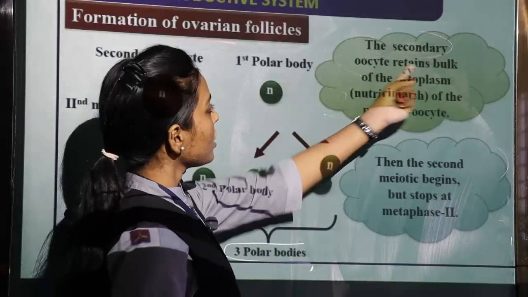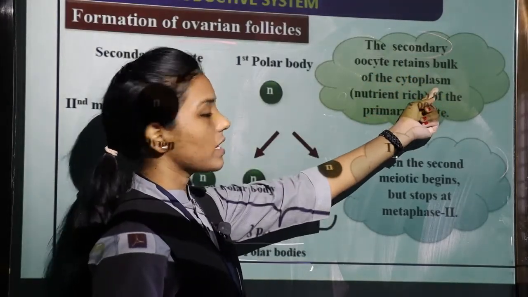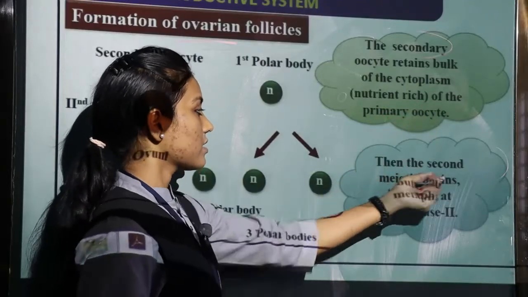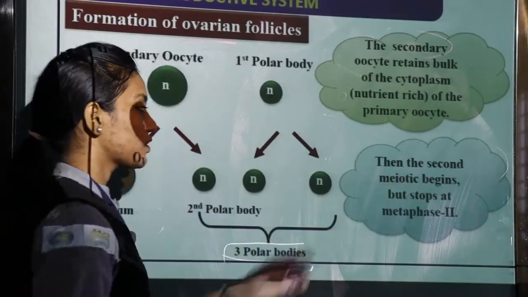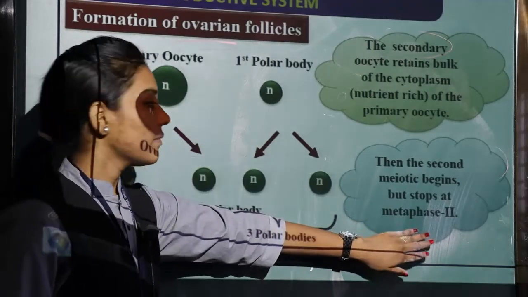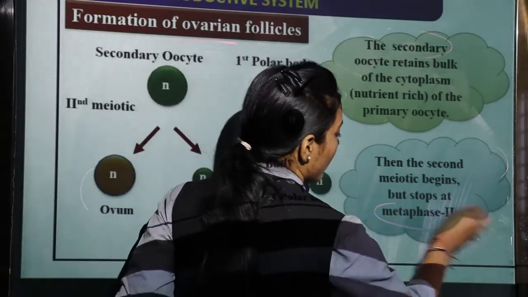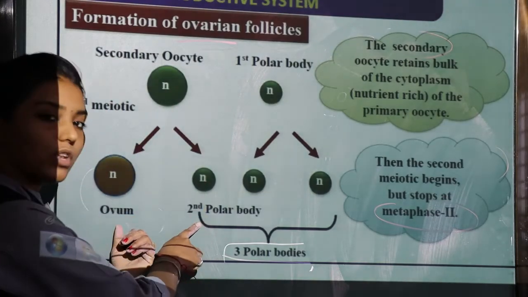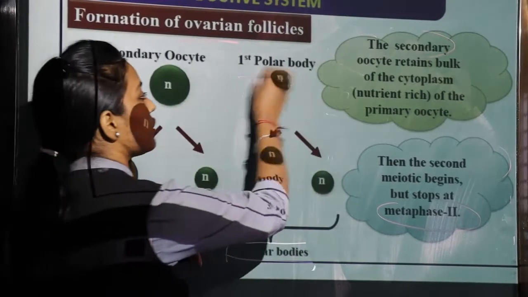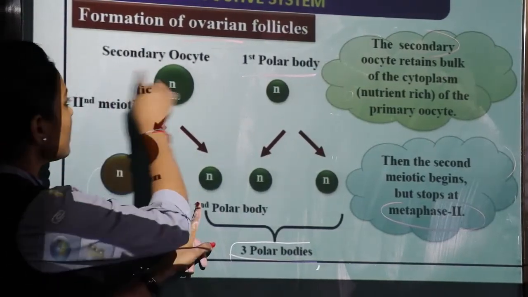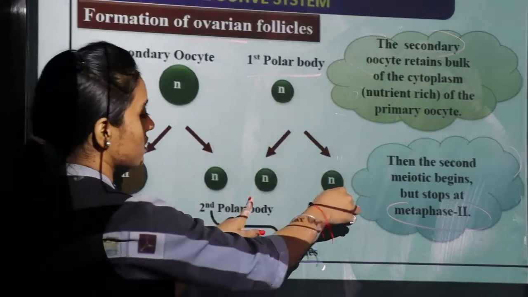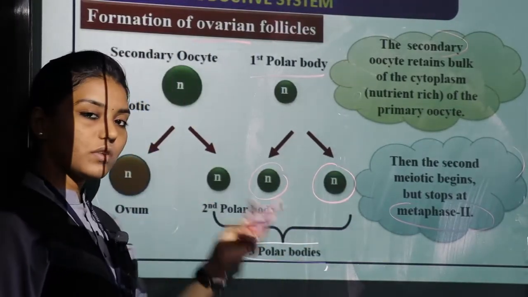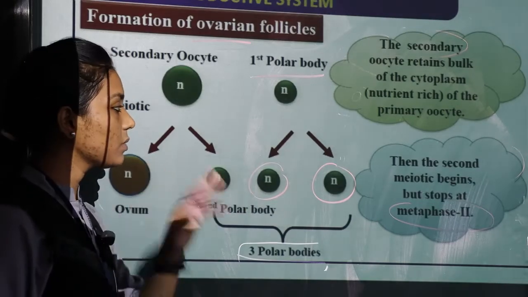See, the secondary oocyte retains the bulk of the cytoplasm, that is, the nutrient-rich primary oocyte. Then the second meiotic division begins but stops at metaphase 2. When it stops at this stage, there is formation of the ovum. Along with it, a secondary polar body forms, and the first polar body, which was formed during the secondary oocyte stage, releases two more polar bodies. So in total we have three polar bodies. I hope you are clear with the topic.